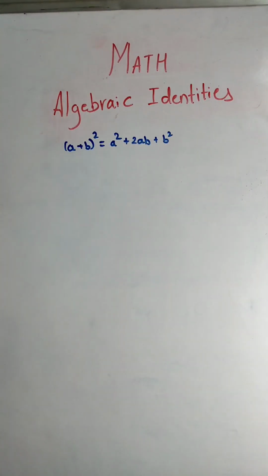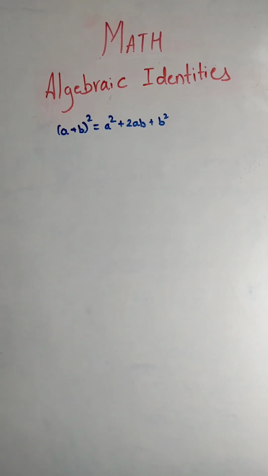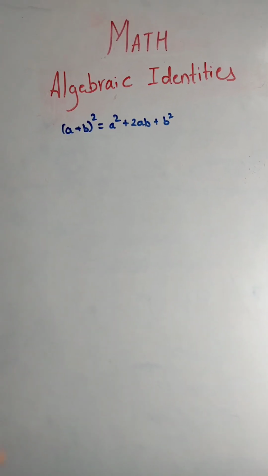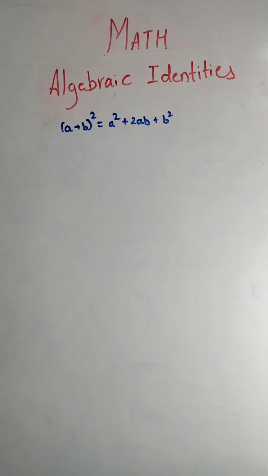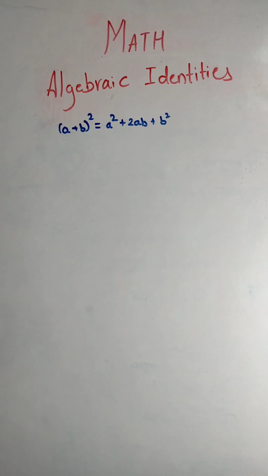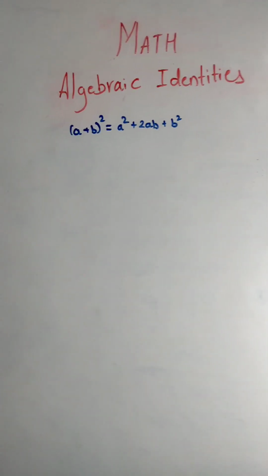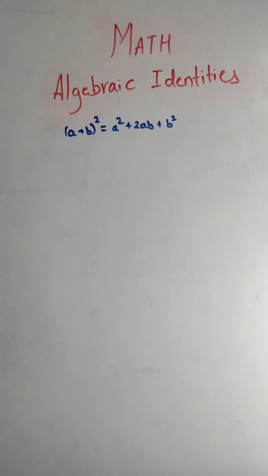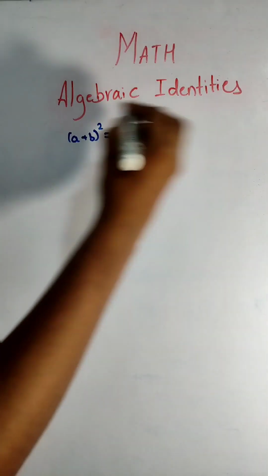Now, an identity is nothing but an equation where the variables can have any value, and by substituting any value you will get a meaningful answer, and this equal sign will always stand true. In equations, usually you won't have this, as there will be one fixed answer, but here the answer can vary as the variables vary. So this is the first identity.